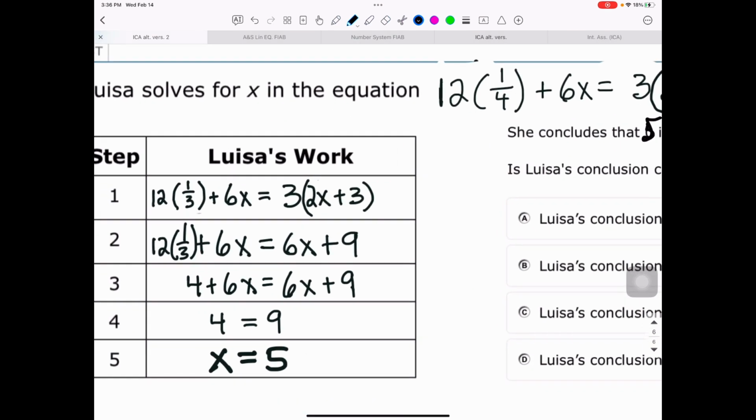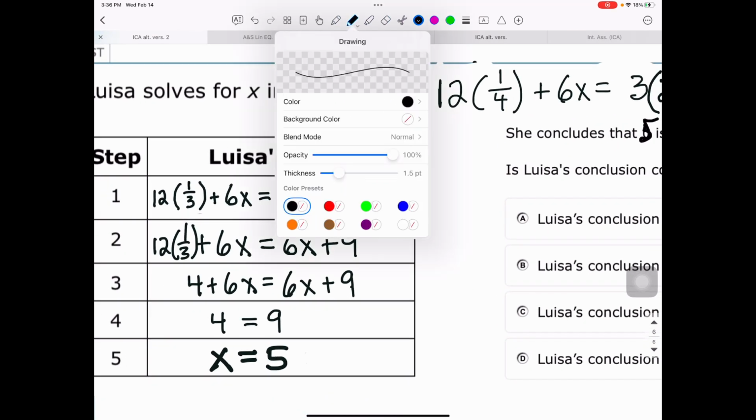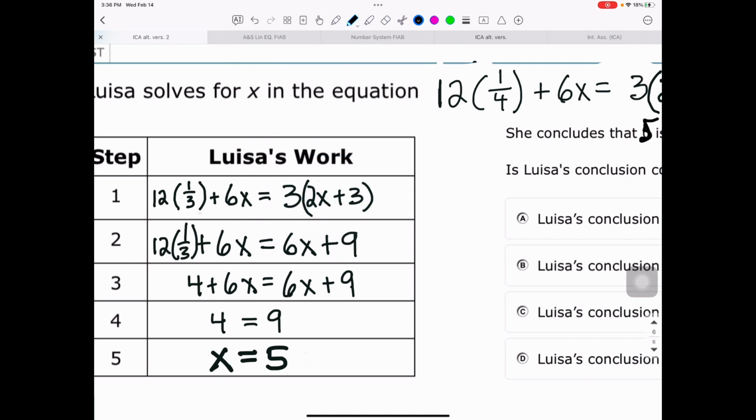Let's see. She does all the work right, and she gets down here to 4 equals 9, and she thinks she has to minus 4 from both sides. So she minuses 4 and minuses 4, and she gets 5, and she says x equals 5. But this was not the right step. Once all the x's are gone, because see there's 6 x's over here and 6 x's over there, so they're going to cancel each other out. Once they're gone, this means no solution.